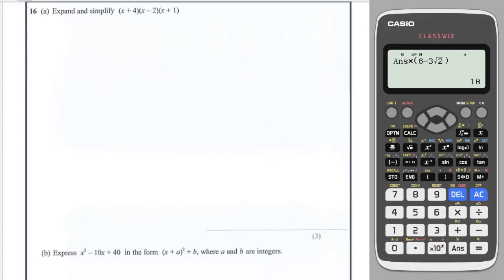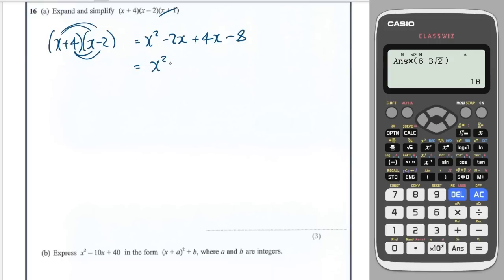Expand and simplify a triple bracket. I'm going to start by ignoring the last bit and just multiply these out. So x plus 4 multiplied by x minus 2 is x squared minus 2x plus 4x minus 8, which simplifies down to x squared plus 2x minus 8.